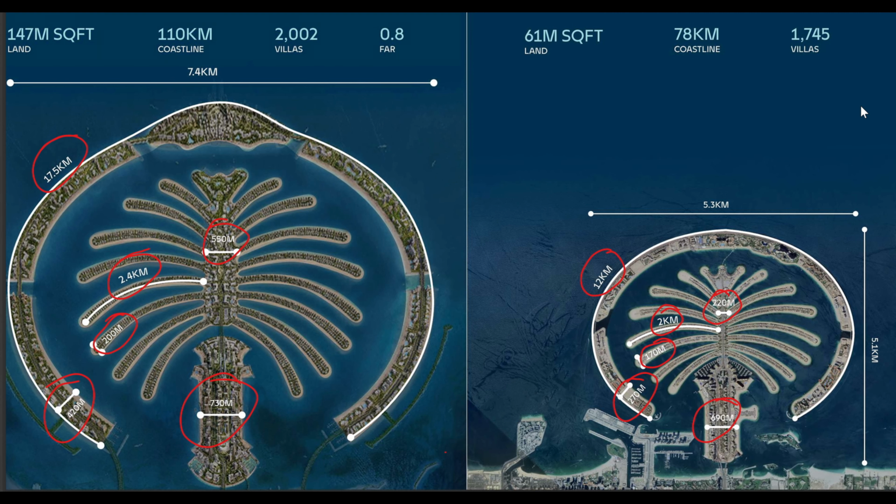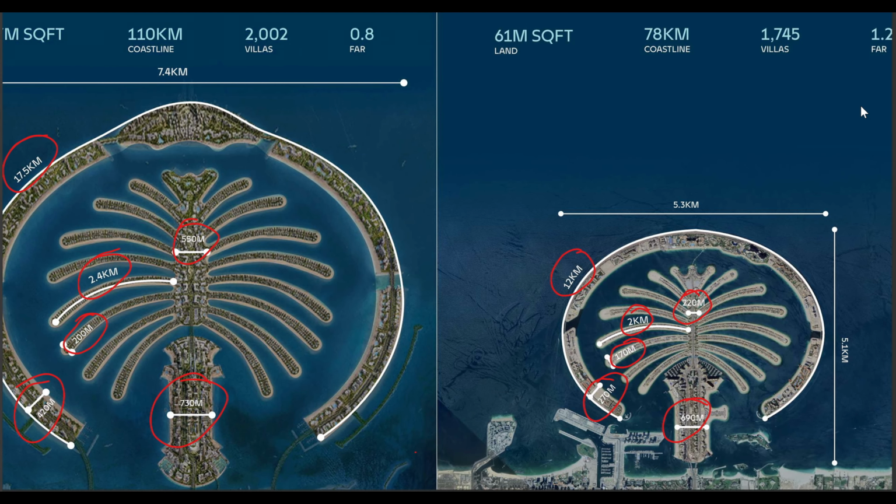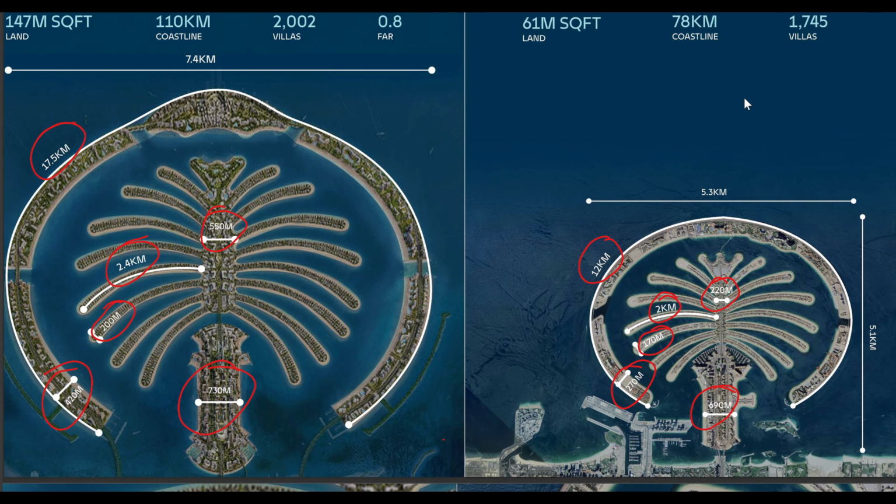The FAR ratio is 0.8 in Palm Jebel Ali, where it was 1.2 in Palm Jumeirah. So this is how it explains that luxury, peaceful, and more open spaces are going to be offered by Nakheel in the new Palm as well. And here we see further differences. For example, the trunk is 730 meters wide, whereas in Palm Jumeirah it was only 690 meters.